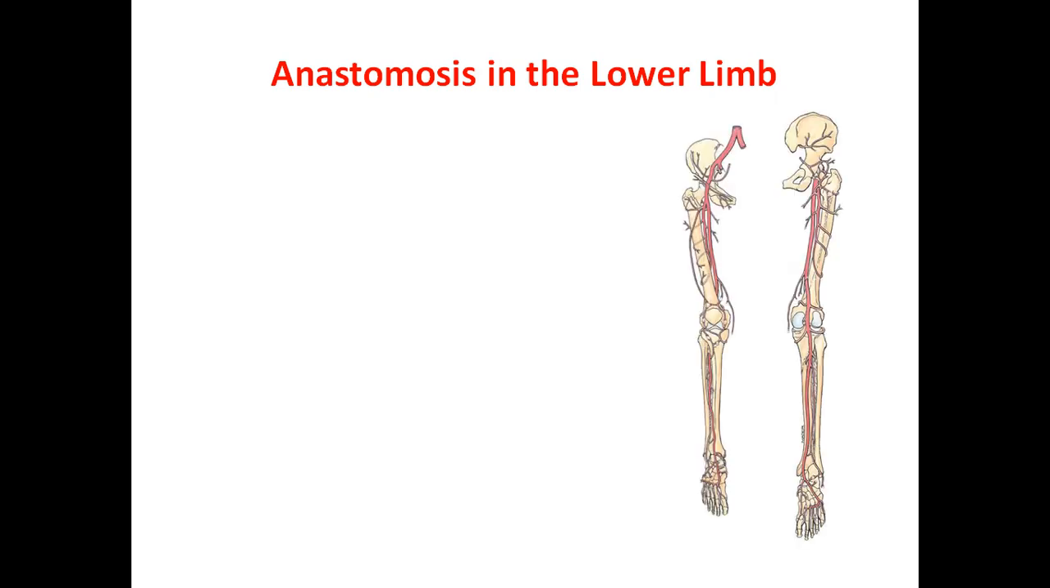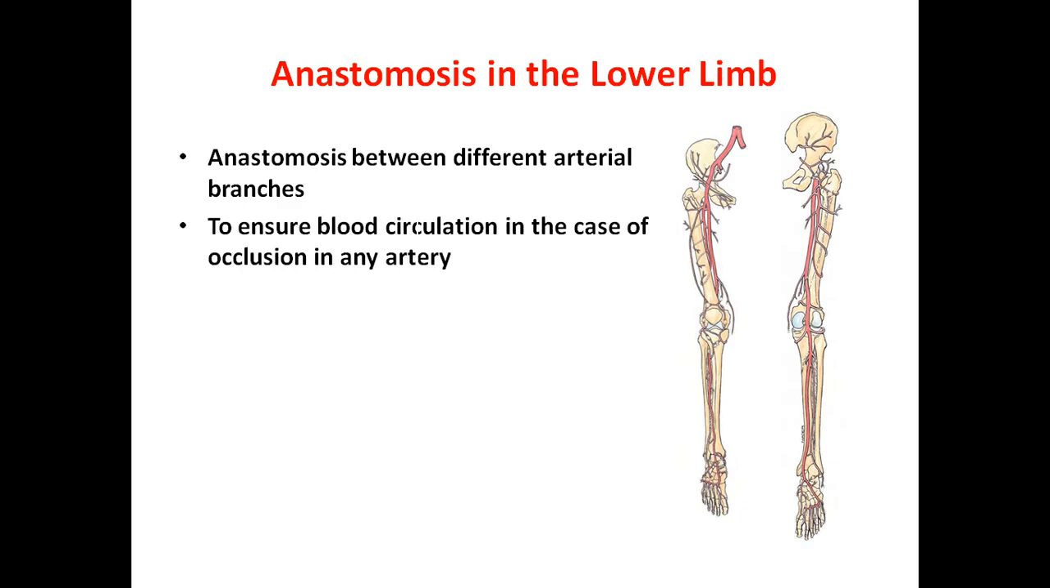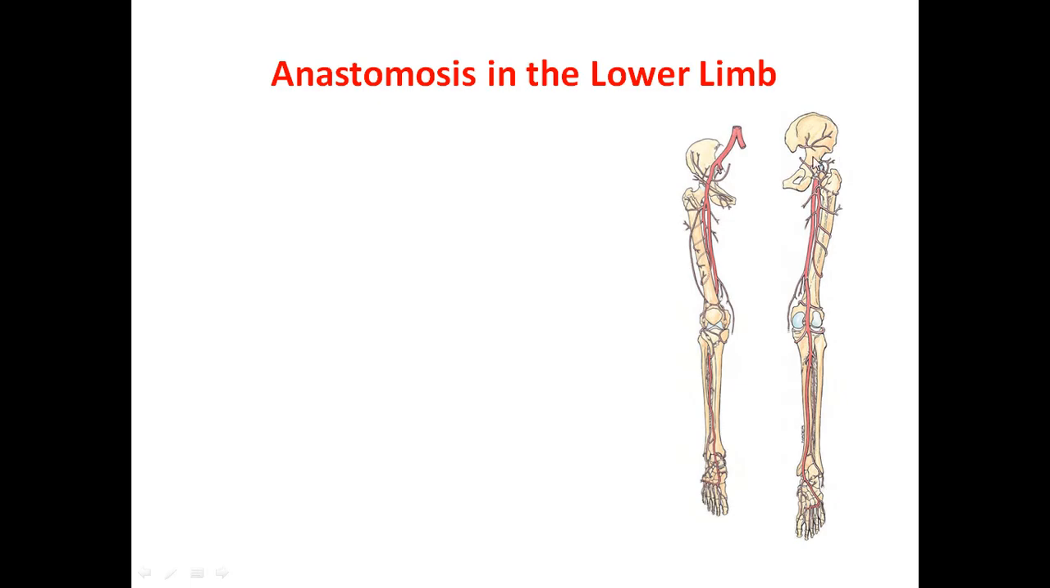Anastomosis in the lower limb, one small topic. If you can concentrate for 5 minutes, anastomosis of the lower limb will be over. There are three major areas where anastomosis takes place. One at the level of hip region or the gluteal region, and the second one is at the level of knee joint area, third at the level of ankle joint, and also in the plantar area by the perforators, proximal and distal perforators. So why is this anastomosis actually required?